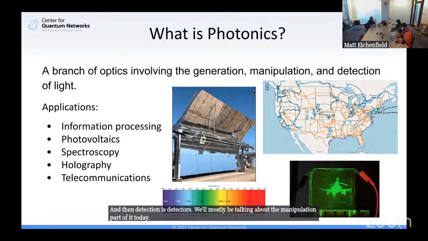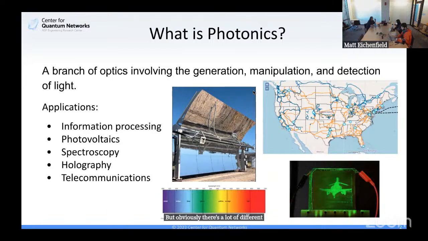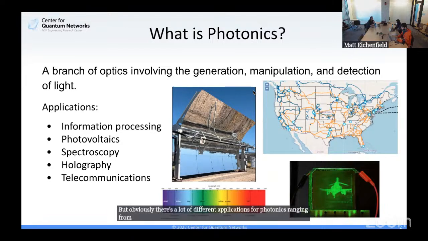But obviously there are a lot of different applications for photonics, ranging from information processing, photovoltaics, which is where people are collecting light energy and converting it into electrical energy, spectroscopy and holography, and then finally telecommunications, which I think we are lumping quantum networks into.